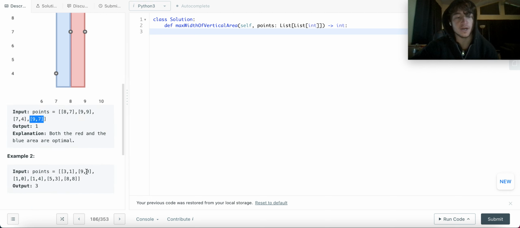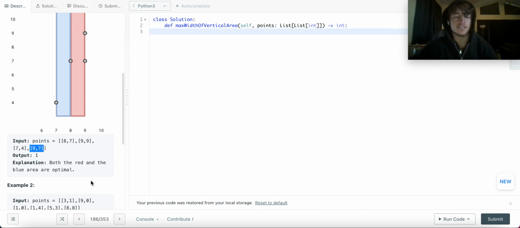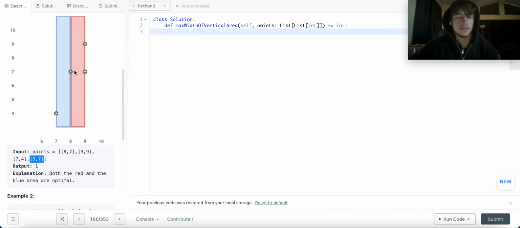And if we did 3, 1, 9, 0, 1, 0, 1, 4, 5, 3, 8, 8. I guess the first thing to think about here is, what's weird is the y positions don't matter, right? The fact that this is width 1 is because there's a point at 8 and a point at 9. Their location vertically is irrelevant. The fact that this point is here, or if this point was here, or here, or here, it does not matter.